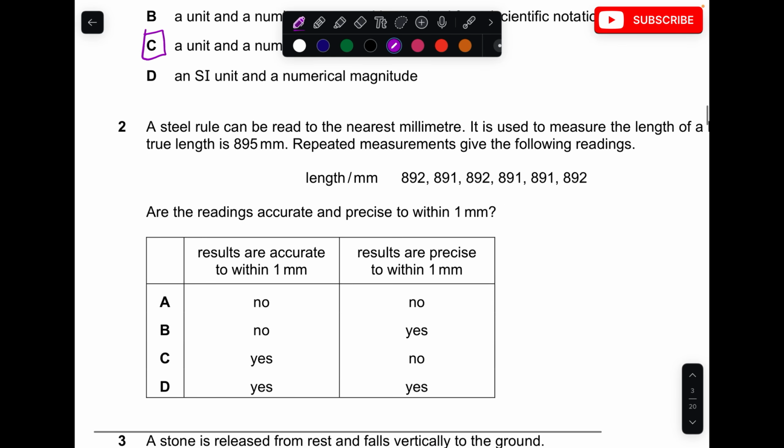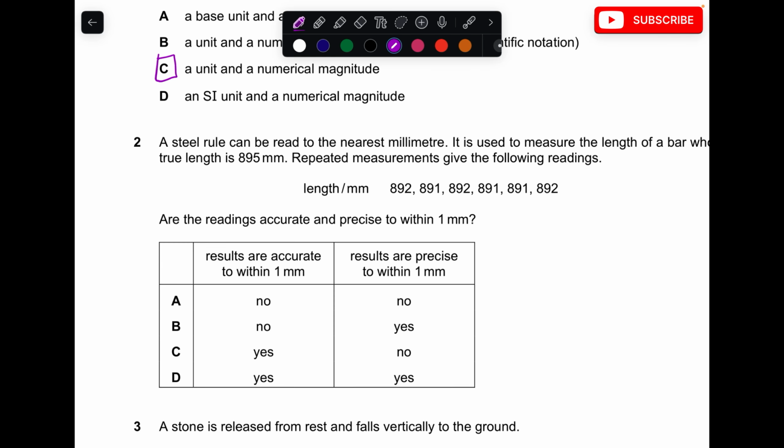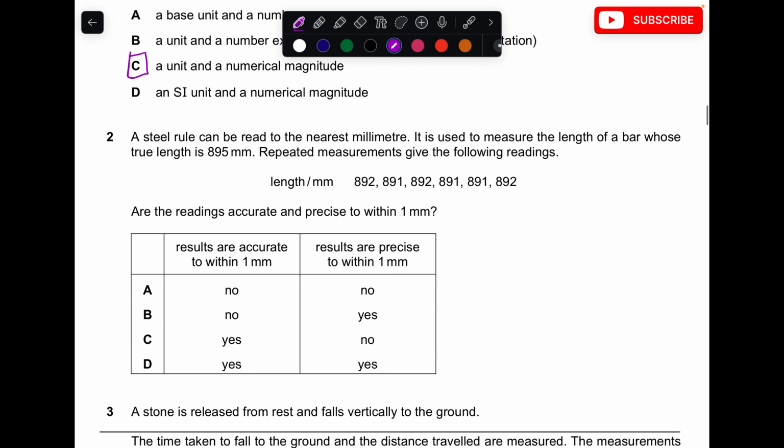In question 2, a steel rule can be read to the nearest millimeter. It is used to measure the length of a bar whose true length is this. Repeated measurements give the following readings. We have the number of readings. Are the readings accurate and precise to within 1 millimeter?